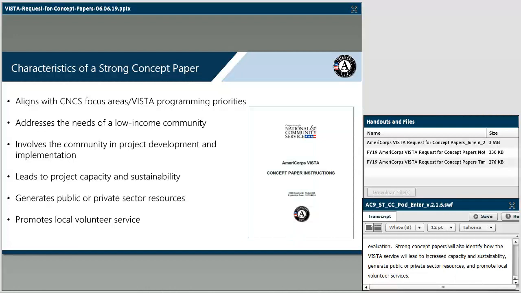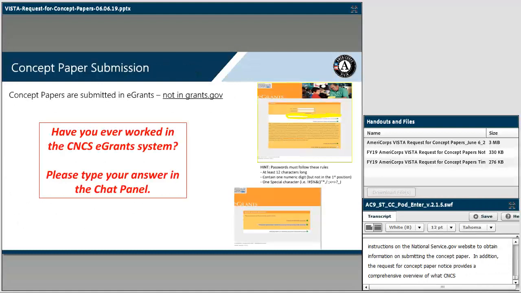Remember to review the concept paper instructions on our nationalservice.gov website to obtain information on submitting the concept paper. In addition, the request for concept paper notice also provides a comprehensive overview of what CNCS is looking for when reviewing the concept paper submission.